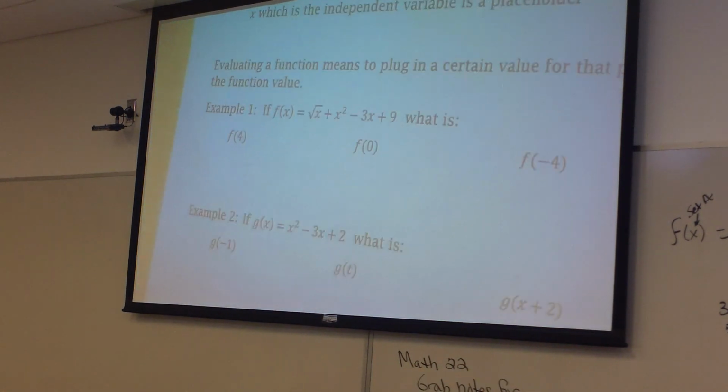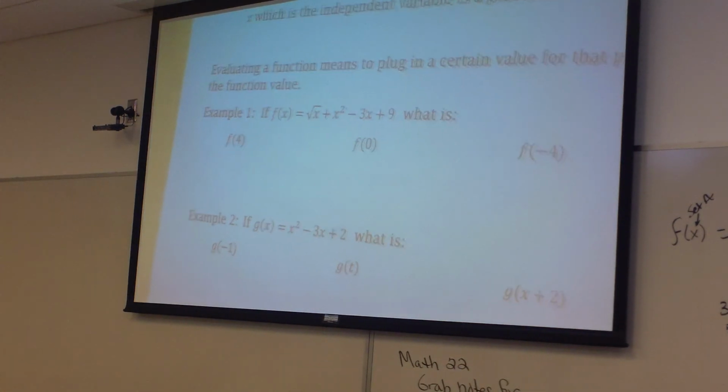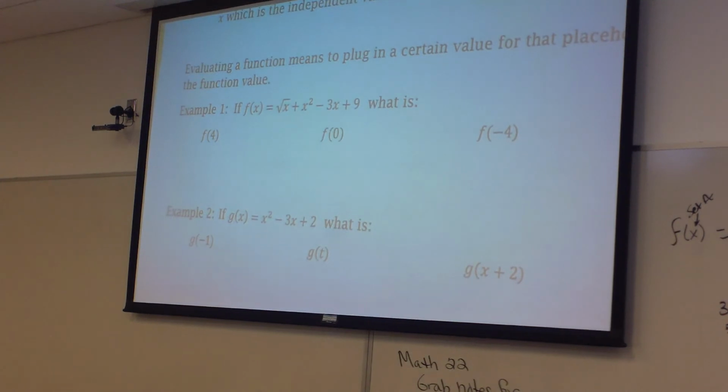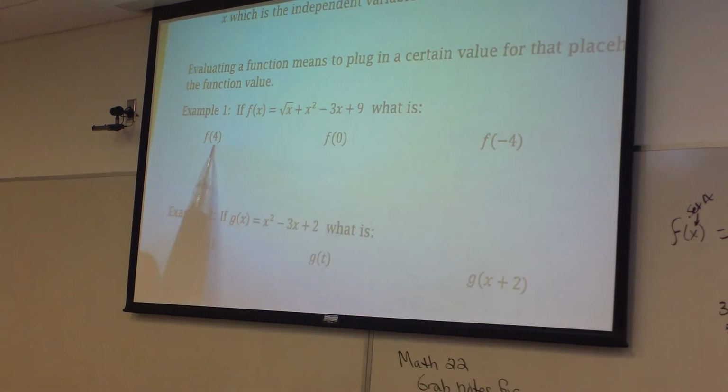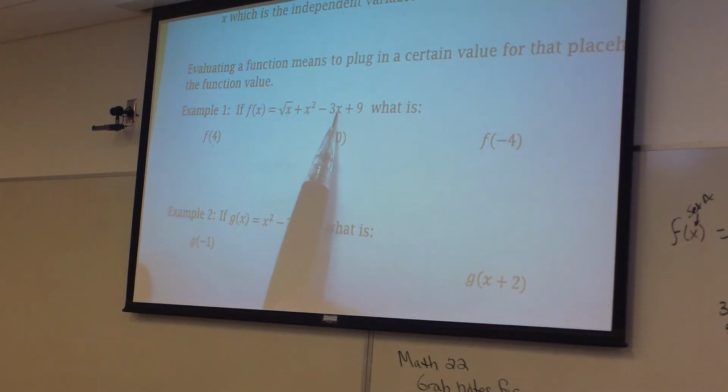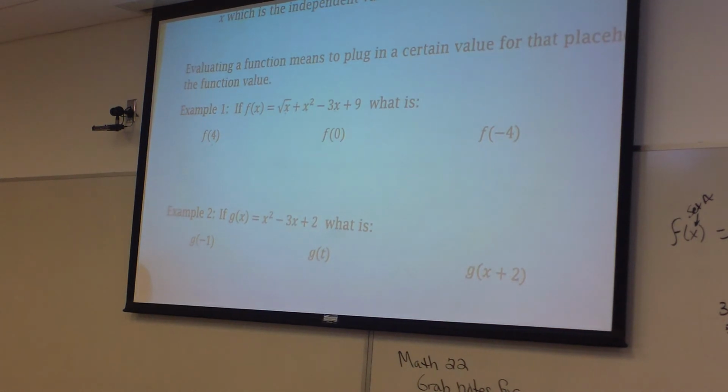All right, so evaluating a function just means put the number in the box and see what comes out. So if I want to evaluate this function for the number 4, that means everywhere I see an x, which is my independent variable, I'm going to put a 4 in. So I'm going to take the square root of 4 plus 4 squared minus 3 times 4 plus 9.